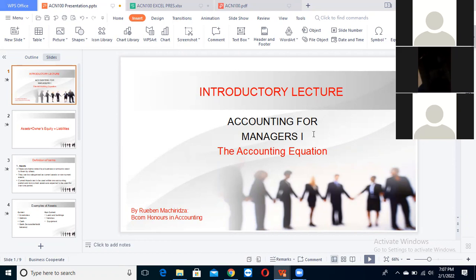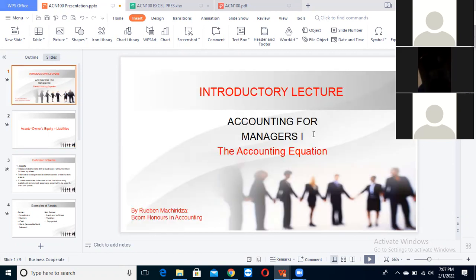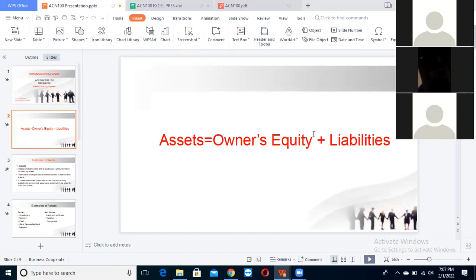So the topic for today, I have decided for us to grab the bull by its horns, is the accounting equation. Why do I say grabbing the bull by its horns? Because this is the focus of accounting. This is the center of attraction. Everyone who studies accounting is looking forward to balance this equation. The equation says assets is equal to owner's equity plus liabilities.